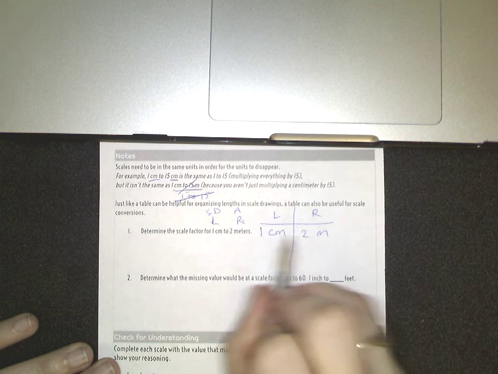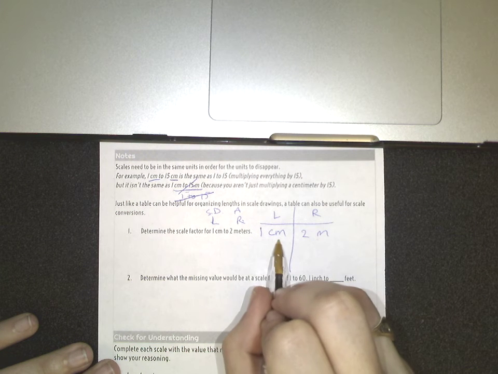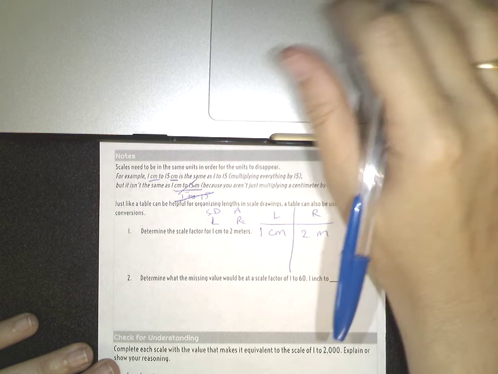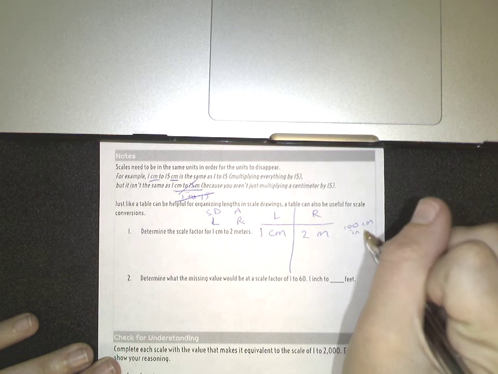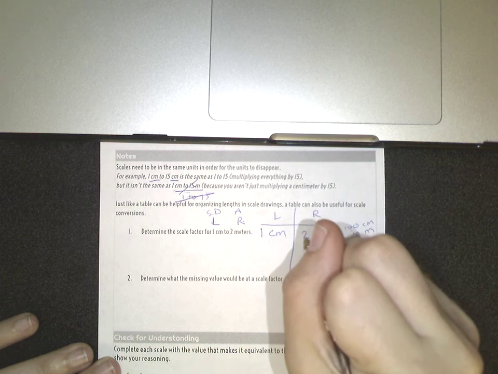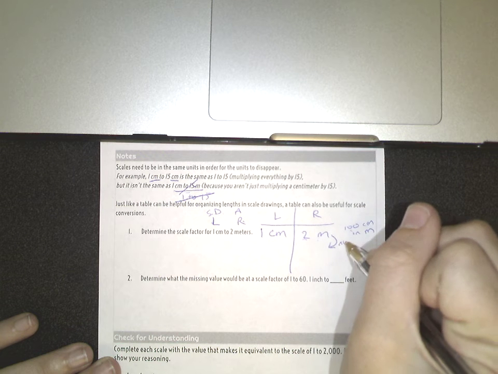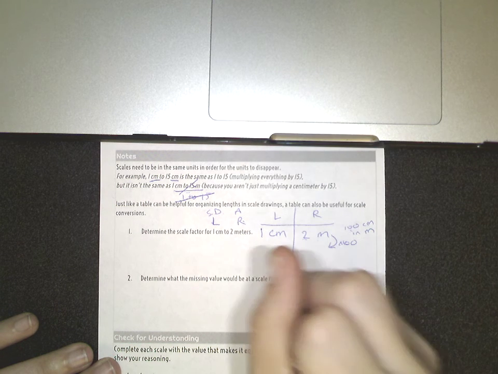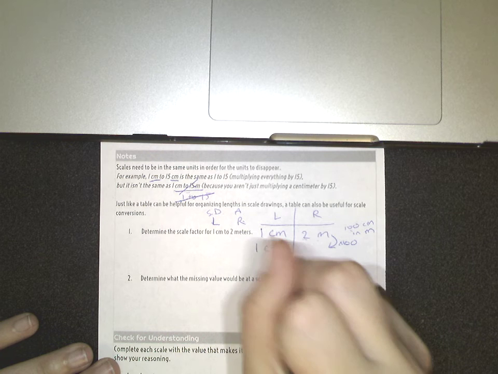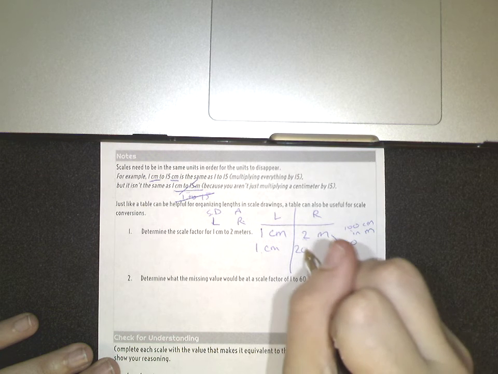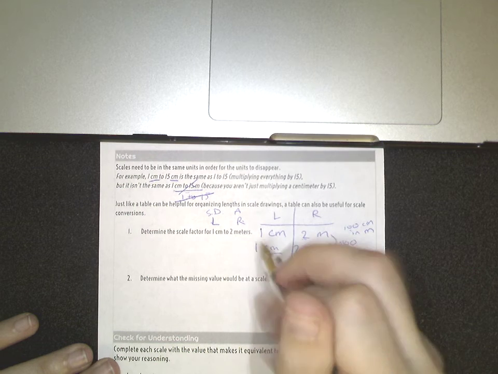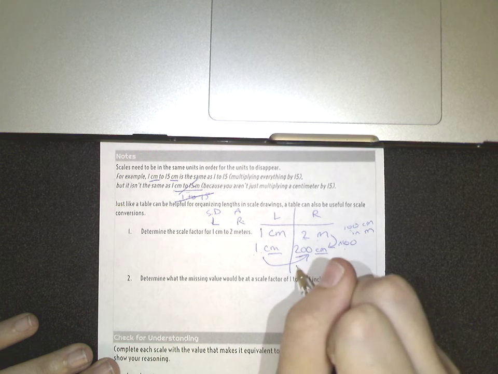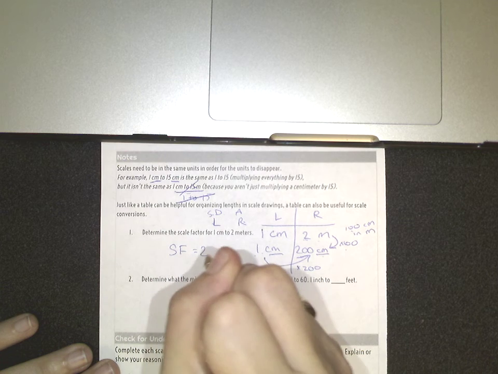I want to get these into the same units. I'm going to go for centimeters since I know that then I'll have some large whole number. I have 100 centimeters in a meter. So for each of my meters, I'm going to have 100 centimeters, 100 times. So now I have the scale 1 centimeter to 200 centimeters. I'm in the same units, so I can look across. 1 times 200 is 200 centimeters. So my scale factor is 200.